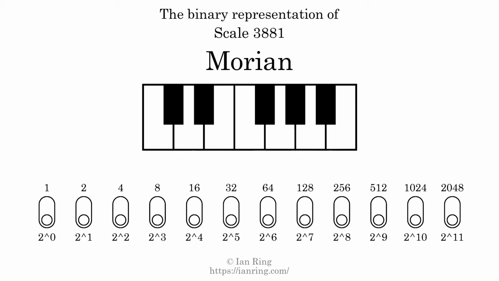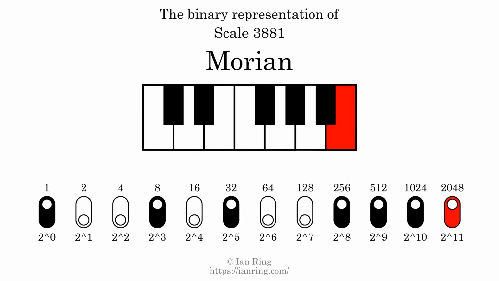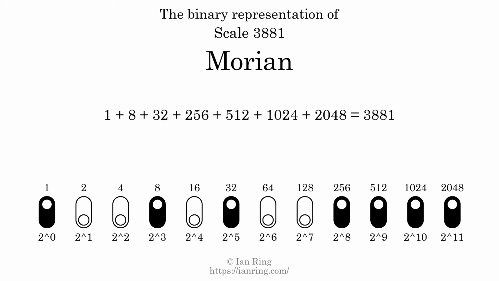The binary representation of this scale is determined by mapping tones of the scale to binary digits. Each binary digit represents a power of 2. To get the scale number, we add the powers of 2 together. The powers of 2 that are present in the scale, all added together, equals 3881. That is why the scale number, in decimal, is 3881.